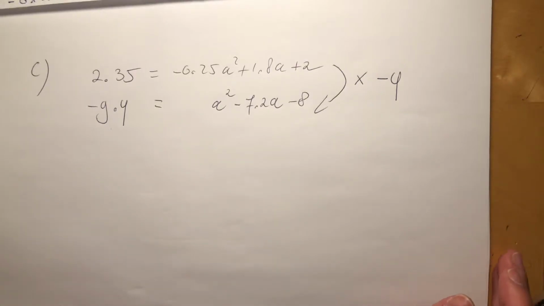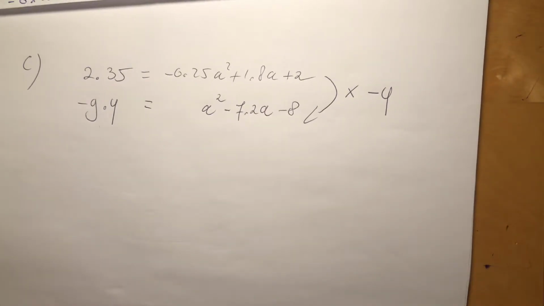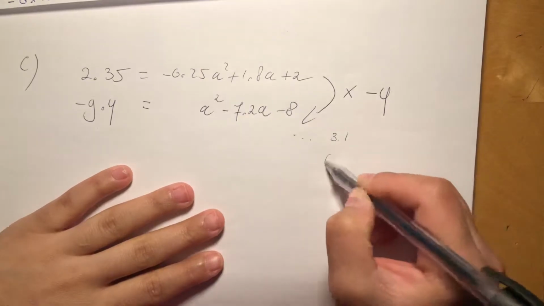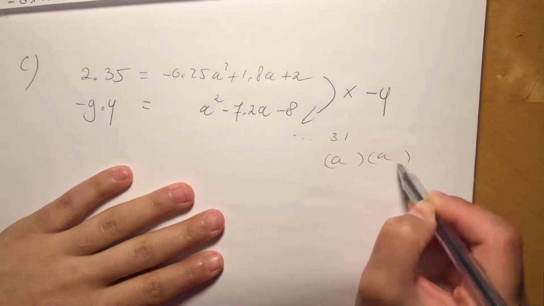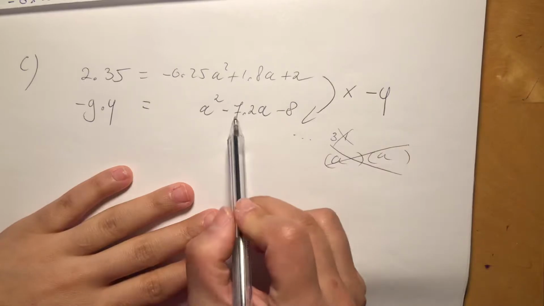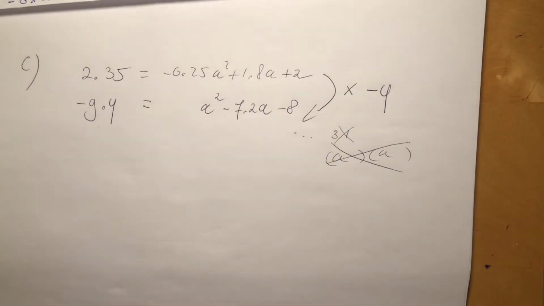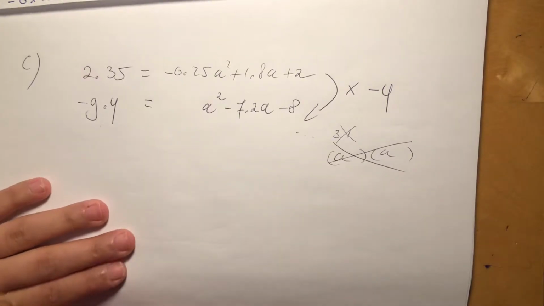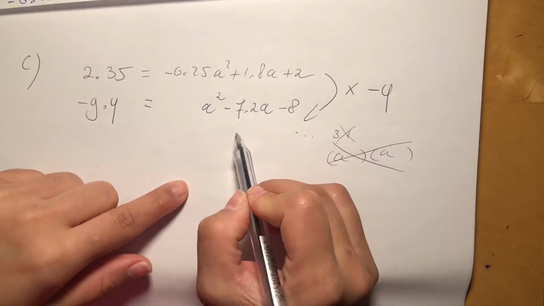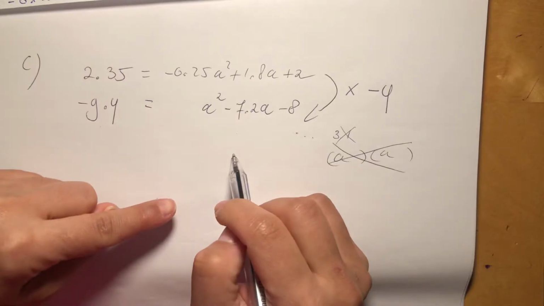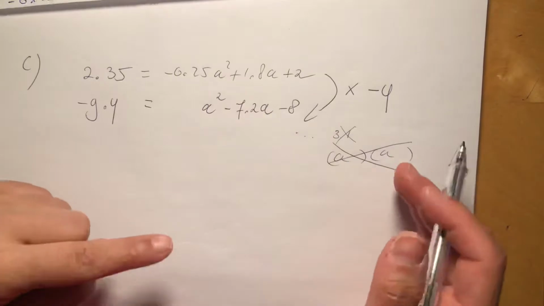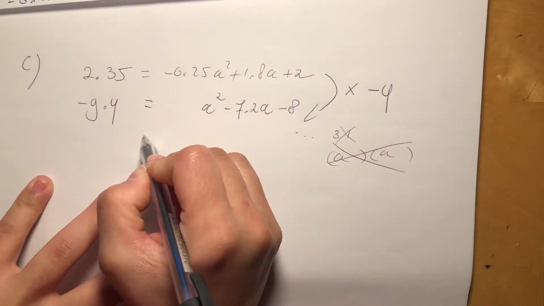Okay. Well, it's still difficult because you cannot use section 3.1 where you say, oh, I'm going to solve it like this, A and A. You cannot do it because you have the 7.2 here and the 8. It's just really difficult. And also, it's not equal to 0. But what can we use? 7.2 divided by 2. And then you subtract that answer to the power of 2. The same method that we did again and again and again.